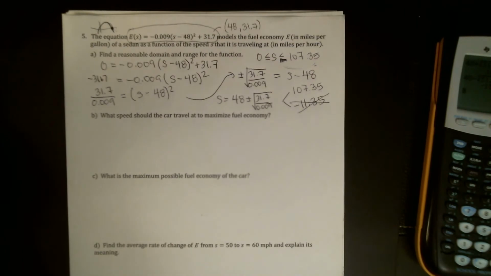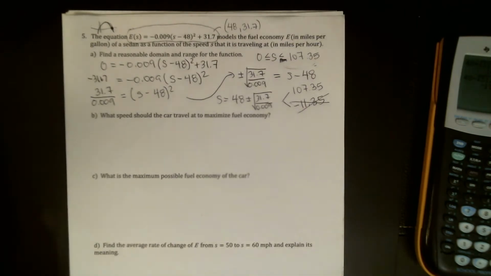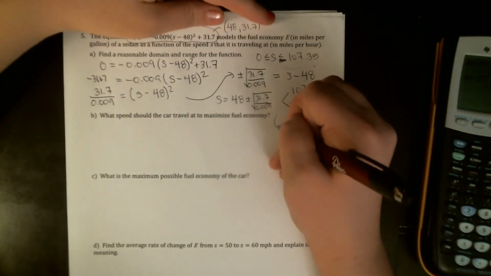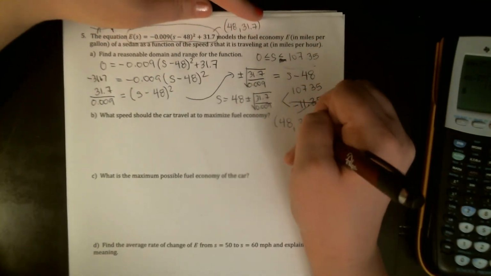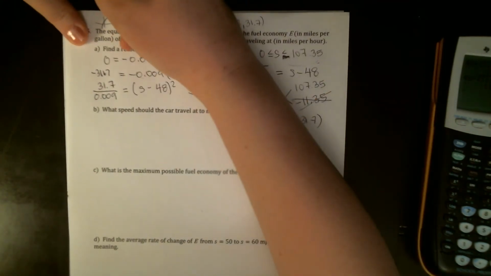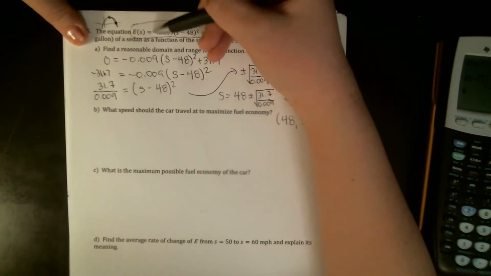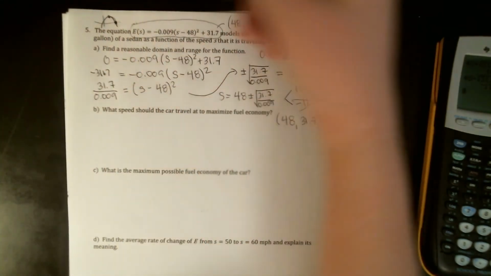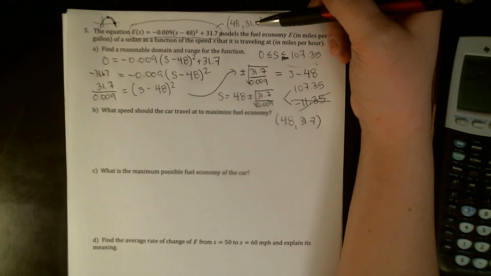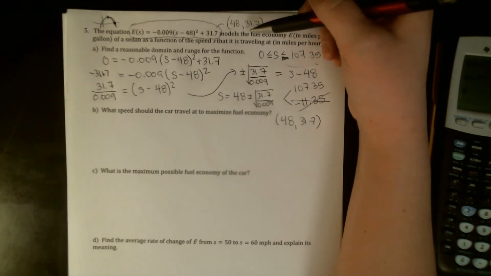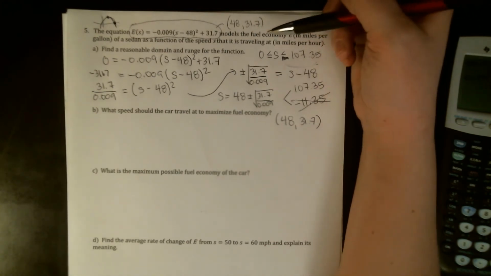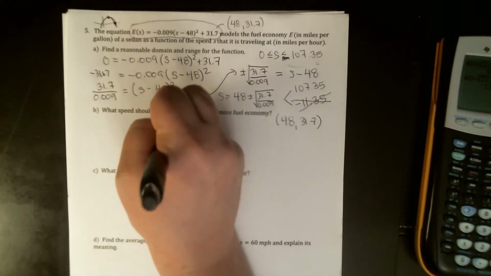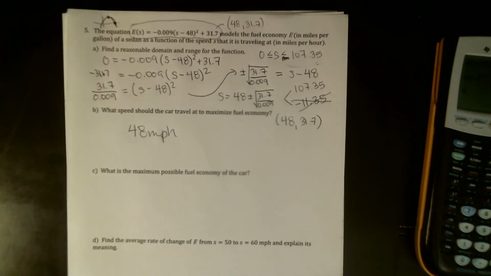What speed should the car travel to maximize fuel economy? This is one where we don't have to do much work. Right at the beginning of the problem, I said that my vertex was (48, 31.7). So in my picture, because this has a negative number out in front, it's going to be opening down. So that's a maximum. That's saying that if my speed is 48 miles per hour, my fuel economy hits its highest point of 31.7 miles per gallon. So the car should be going 48 miles per hour if they want to maximize fuel economy.